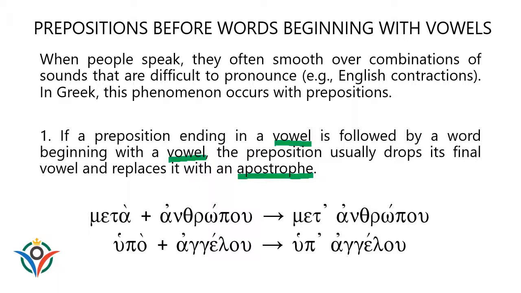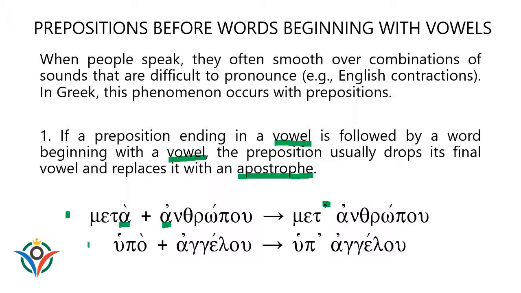So let's take a look at our examples here. Our first one is meta plus anthropou equals met' anthropou. So what's happened there? The preposition ends with a vowel and the noun begins with a vowel. So this rule will apply, and the alpha drops out of the preposition and is replaced by the apostrophe. So we have met' anthropou.